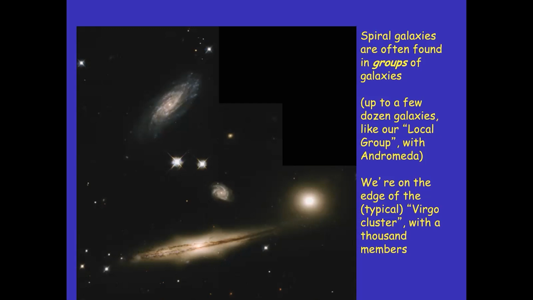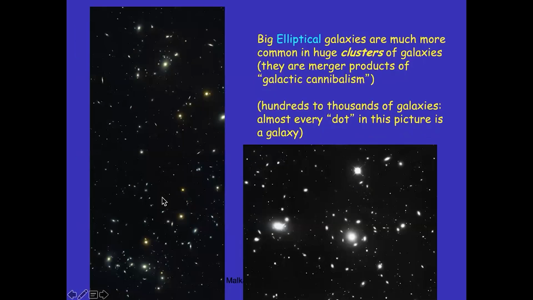But actually, the Local Group of galaxies is really on the edge of a big cluster of galaxies, which is centered in the constellation of Virgo. It's in the direction of Virgo. And that has thousands of galaxies in it, and we're on the edge of it. And that's quite typical. Again, nothing special about where we are.